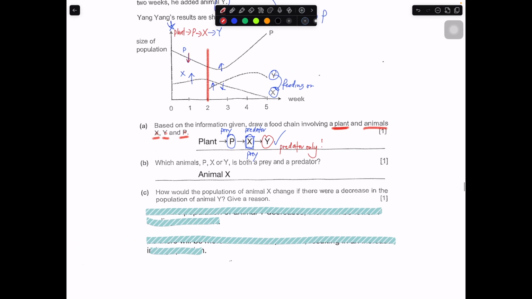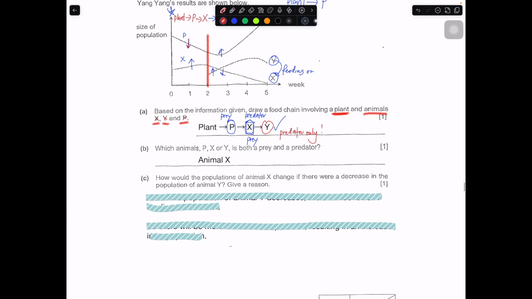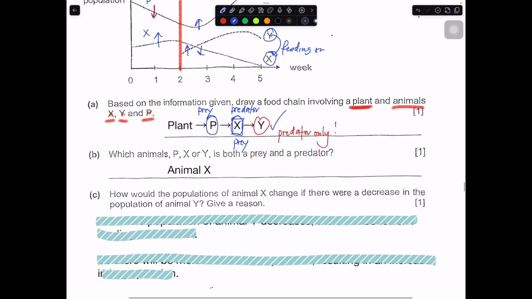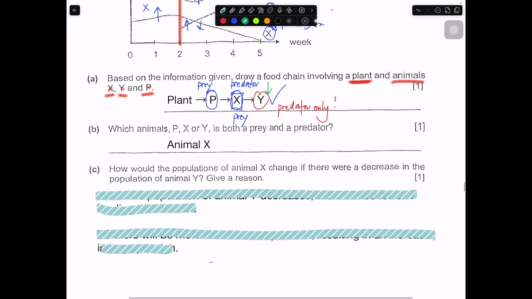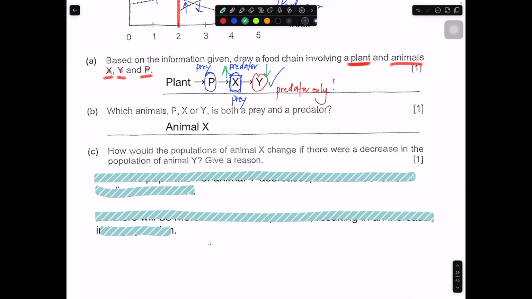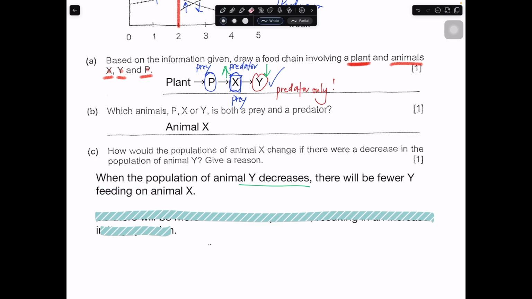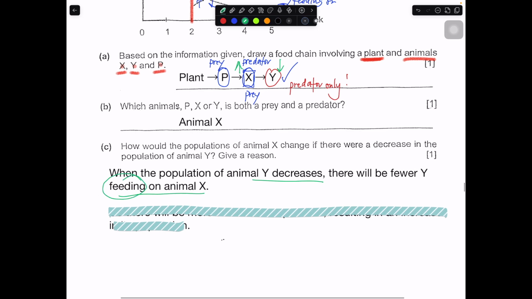Okay, how will the population of animal X change if there is a decrease in the population of animal Y? Give a reason. Okay, so when the population of animal Y decreases, let me use green color, there is less Y feeding on X. So there will be more X to reproduce, so it will increase in number. So this part will go up. Okay, so this part is very straightforward. When Y decreases, there will be less Y feeding on X.